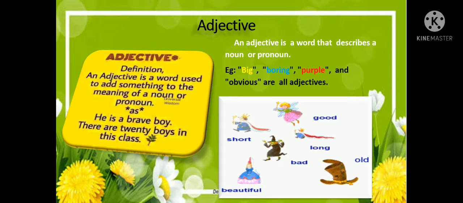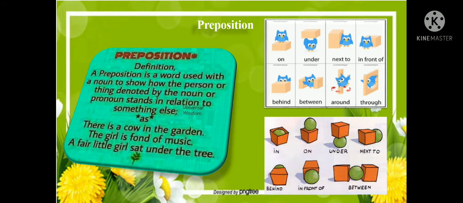There are 20 boys in the class. The number 20 is an adjective. Short, good, long, bad, old, beautiful: these are called adjectives.